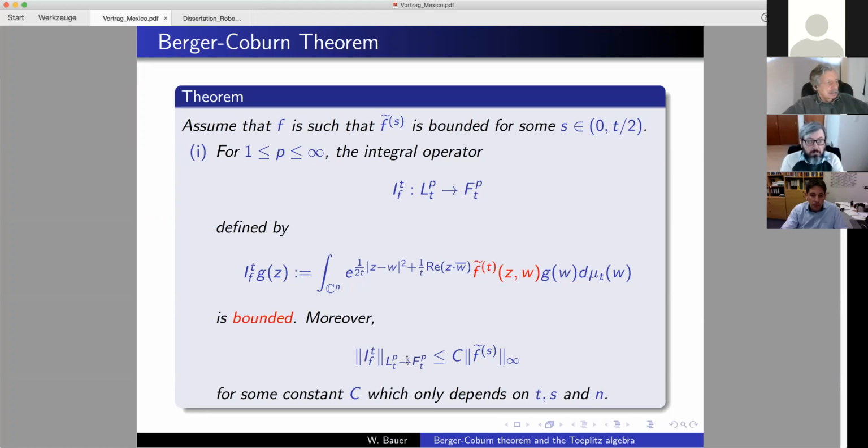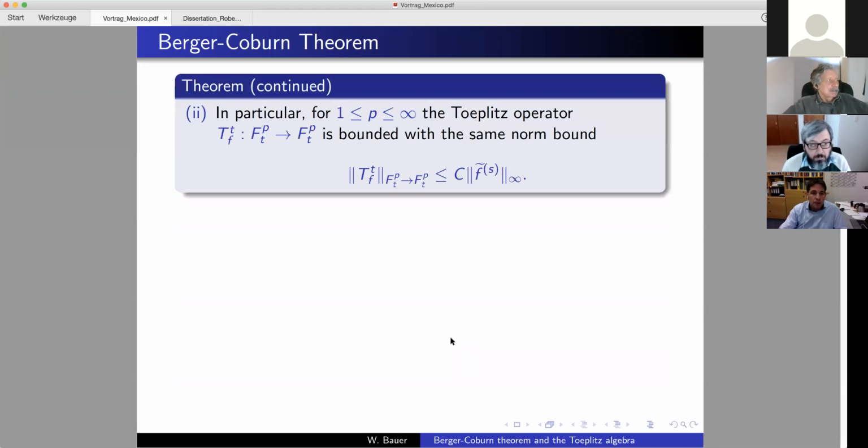And we can estimate the operator norm by some constant c times the supremum norm of that heat transform here. And again, one can somehow calculate that constant. In particular, that means that if p is between 1 and infinity, then the Toeplitz operator, which is just the restriction of this integral operator to F^p, is also bounded, and you have the same norm inequality. So that theorem somehow extends the Berger-Coburn theorem to p between 1 and infinity, also these non-reflexive cases.